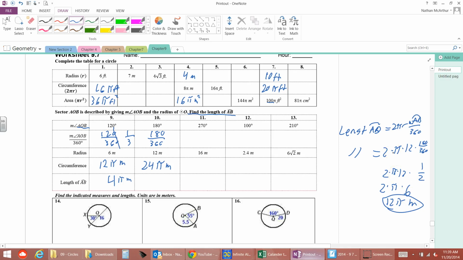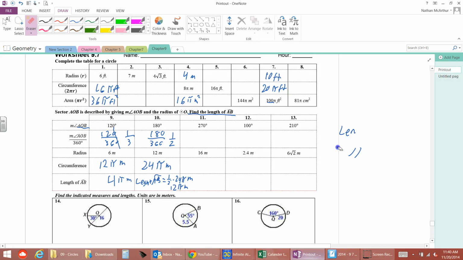But if I want to do it in pieces, like here, I can reduce this 180 over 360 to be 1/2, and I can just plug it straight into my equation for each piece. So I do length of AB is equal to 1/2 times 24 pi meters. Well, the 1/2 times 24 gives me 12 pi meters. So I got the same answer either way. I prefer to do it in parts because that's a lot of area to make mistakes in, okay? But if you want to do it all at once, that's entirely up to you. But for me, doing it in parts is much easier.